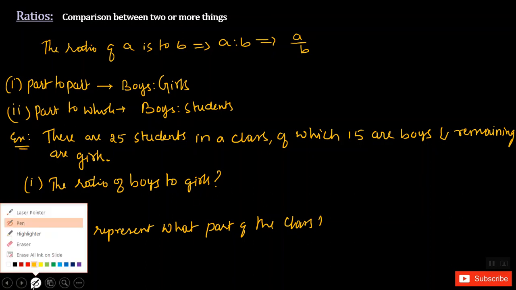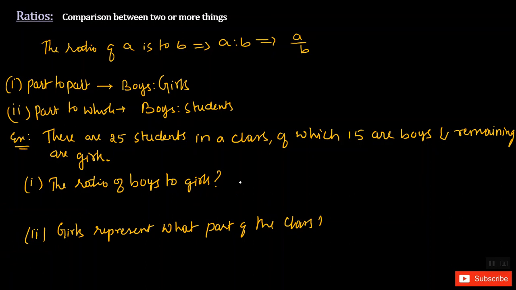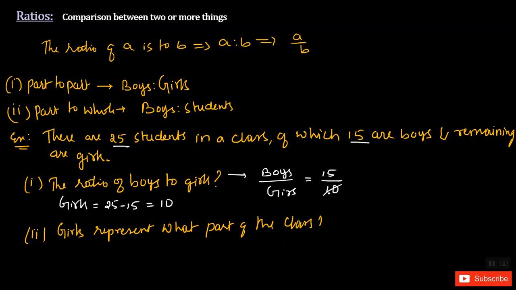So the first thing is we need to know how many girls are there. So number of girls here, we can say total 25 students, and of which 15 are boys, so we can say 25 minus 15, so there are 10 girls. The ratio of boys to girls, so we can say boys to girls, same as 15 by 10. 5 times 3, 5 times 2, so this is equivalent to 3 by 2. This can also be written as 3 is to 2. This is the ratio of boys to girls in a class.